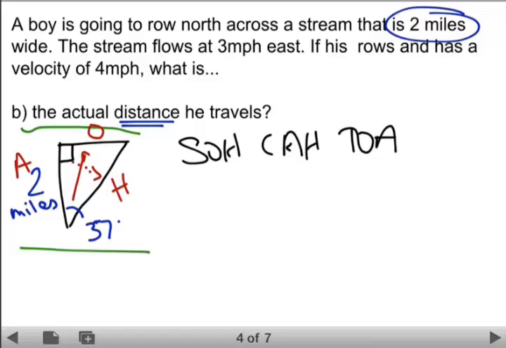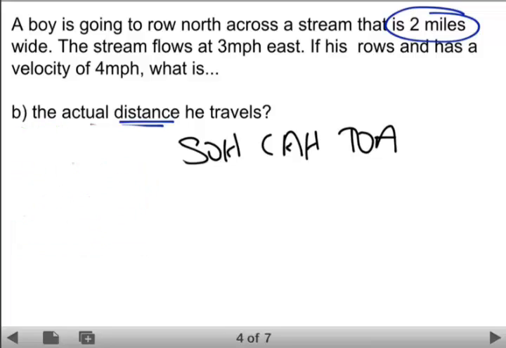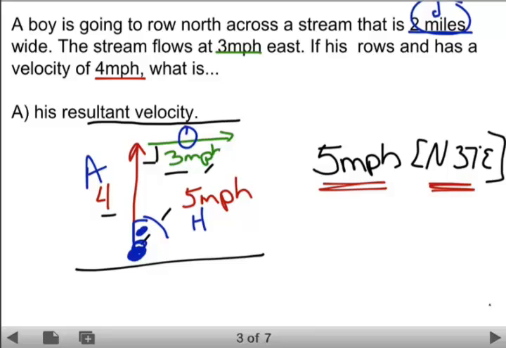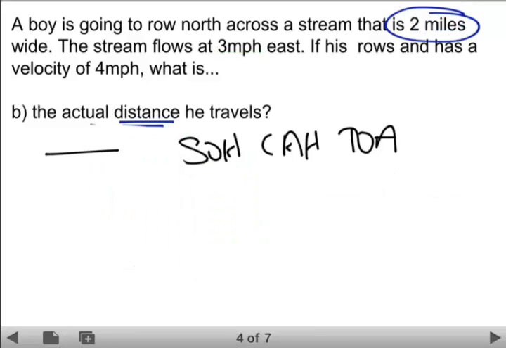So if I have my adjacent and I'm trying to solve for this distance, I want to know exactly how far he traveled. We know that he went 5 miles per hour along here. So what is that distance? That's what we're trying to figure out. Okay, so we have our triangle. Just redraw it here. I know that this is 37 degrees. I know that there's a 2 here, and I can now solve for the hypotenuse, the distance of the hypotenuse.